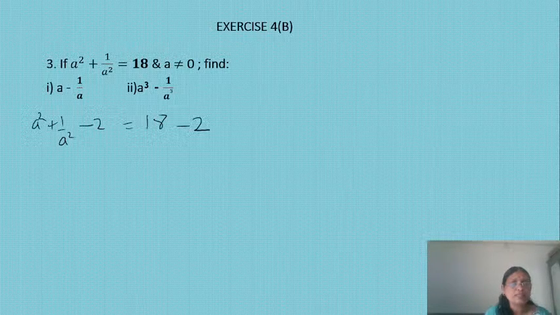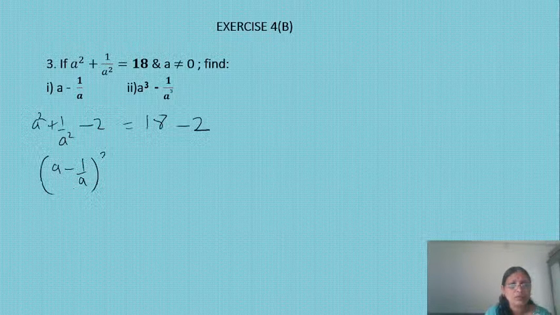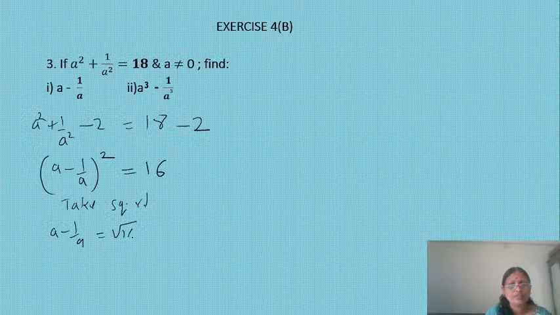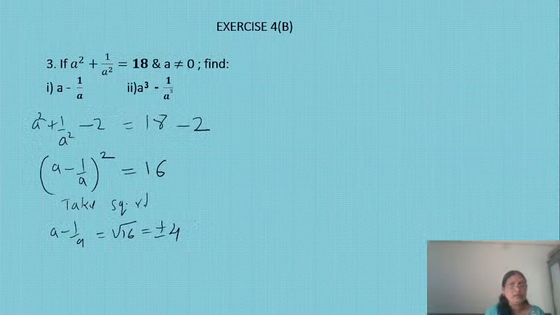Okay, so this is a square plus 1 upon a square minus 2, which is nothing but a minus 1 upon a the whole square. 18 minus 2 is 16. Take square root of both sides. So a minus 1 upon a is root of 16, which is equal to plus or minus 4. Got it?